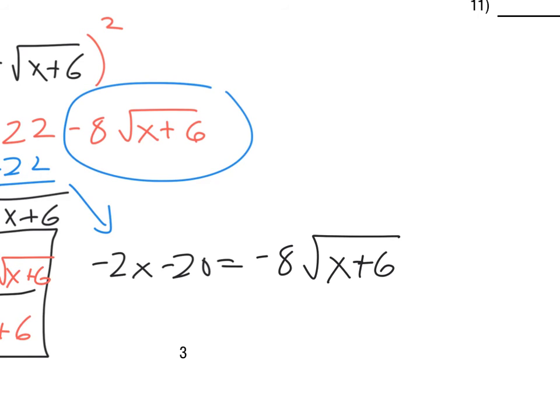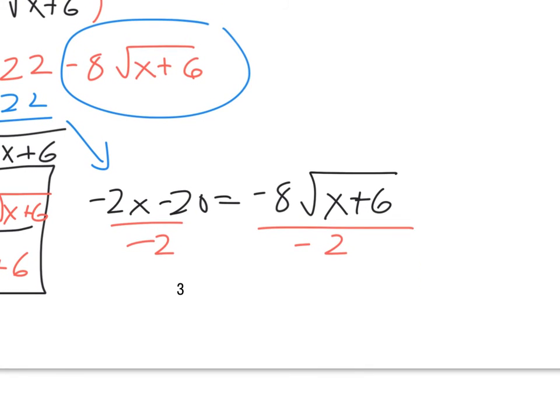Again, really our goal here is to try to isolate this square root of x plus 6. So we're trying to isolate that square root of x plus 6, but we want to do that without creating fractions. So I wouldn't want to necessarily divide by the entire negative 8, but I could divide by a negative 2, and that will not make any fractions there that can't be simplified. So on the left side then we would end up with x plus 10, and on the right side we'd have 4 times the square root of x plus 6.